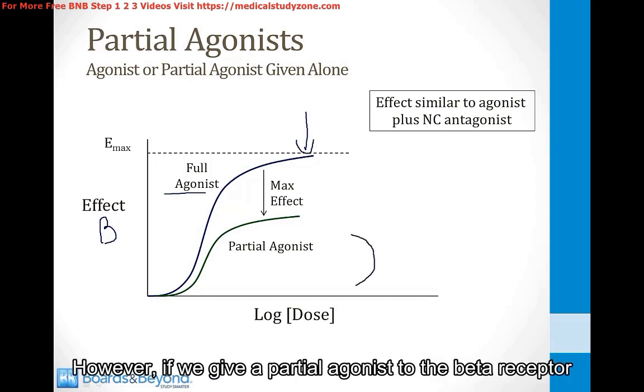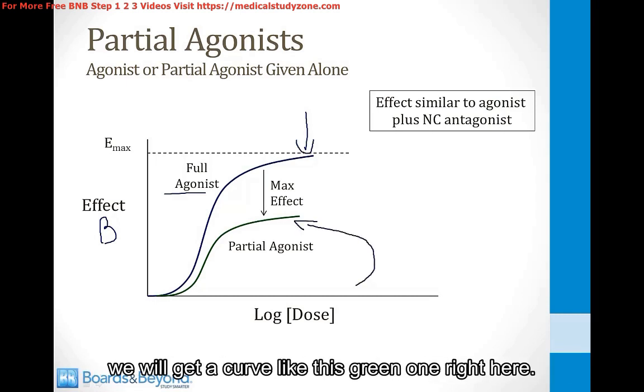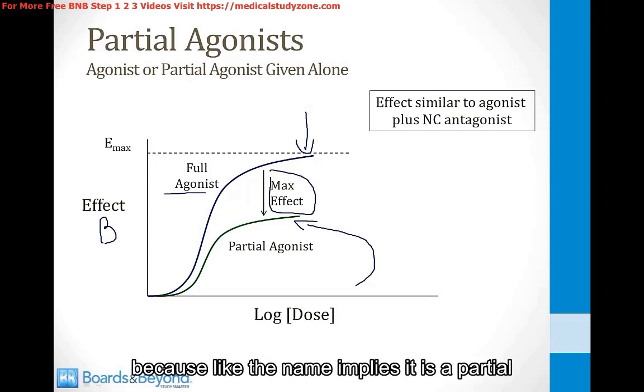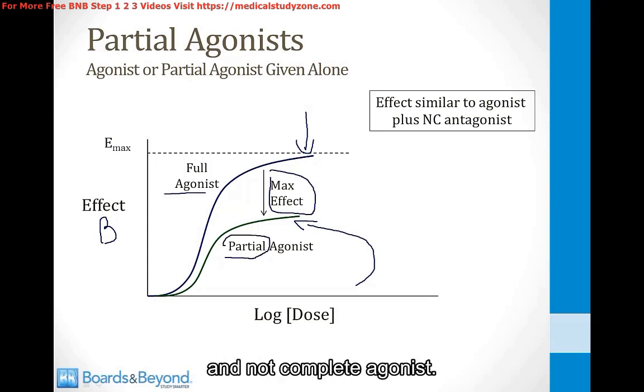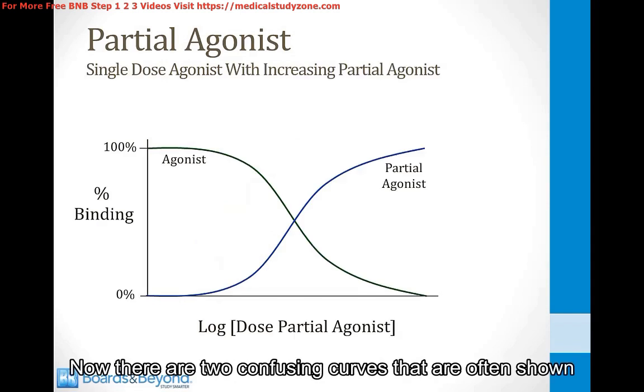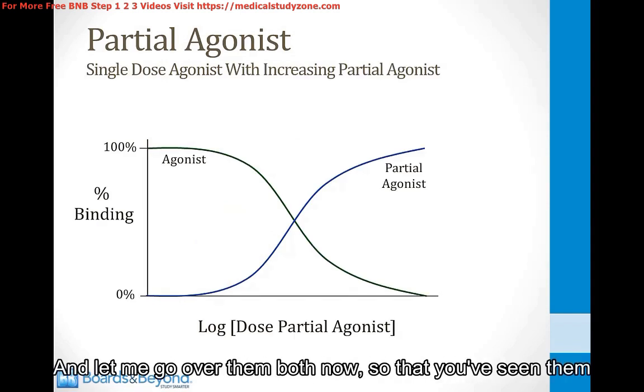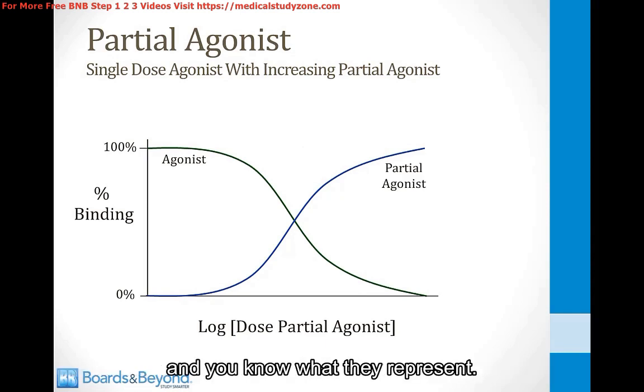However, if we give a partial agonist to the beta receptor, we will get a curve like this green one right here. It's a similar curve to the blue one, but there is a decreased max effect because, like the name implies, it is a partial and not complete agonist. Now, there are two confusing curves that are often shown in association with partial agonists, and let me go over them both now so that you've seen them and you know what they represent.